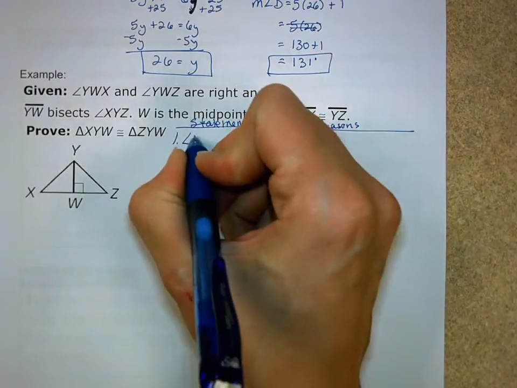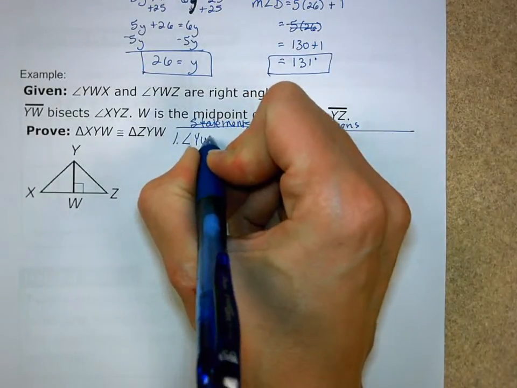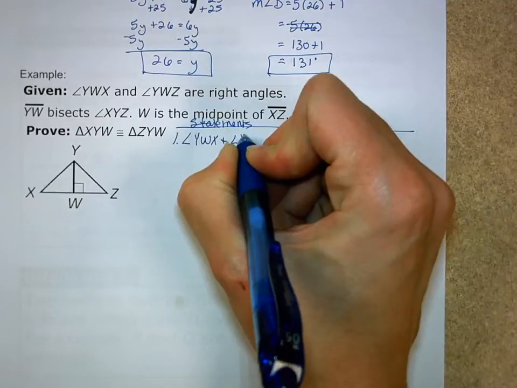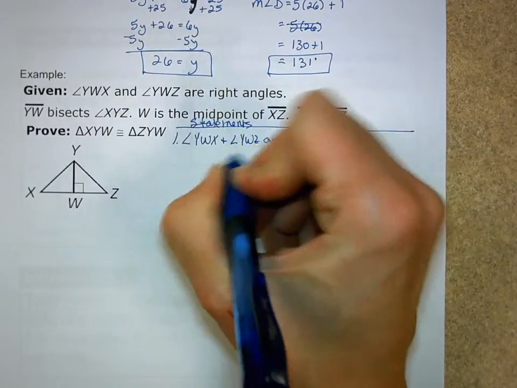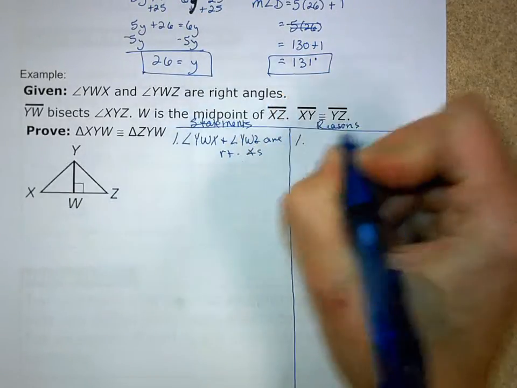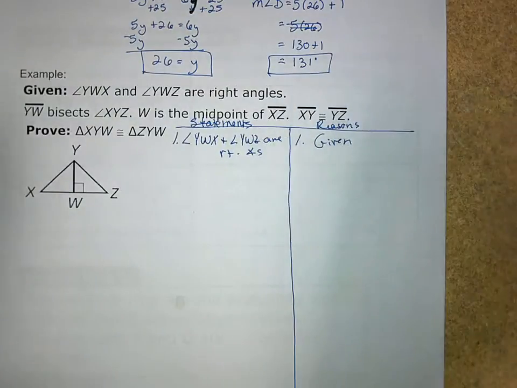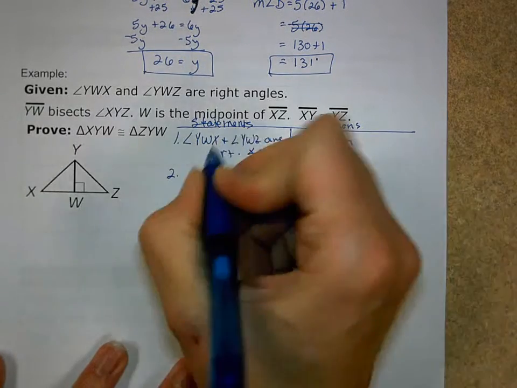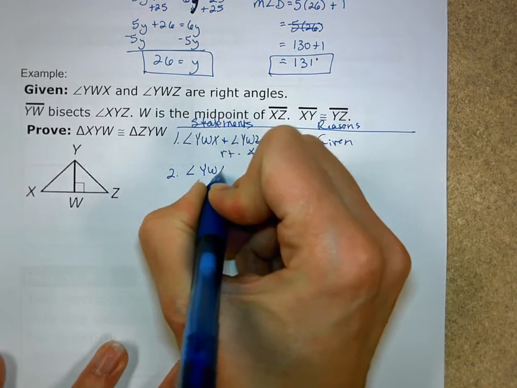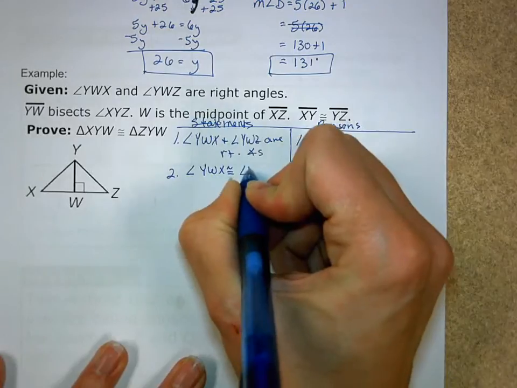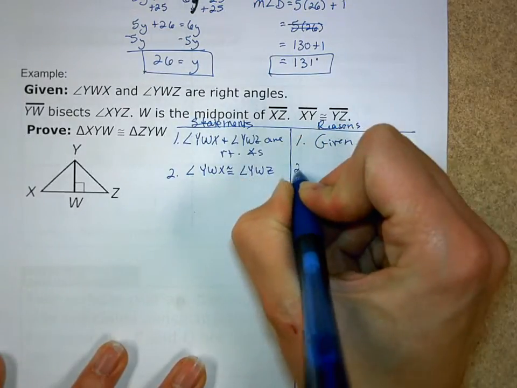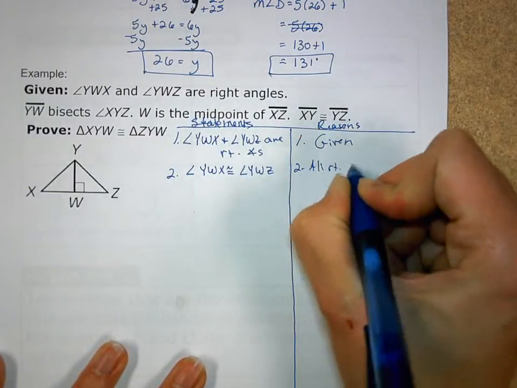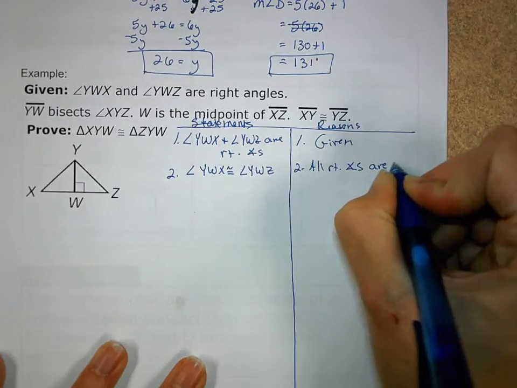And we know that angle YWX and angle YWZ are right angles, given. Now, what do we know? Now, remember, we have to show every corresponding part congruent. So if I'm saying that they're right angles, what do we know about all right angles? They're congruent. So you can say angle YWX is congruent to angle YWZ because all right angles are congruent.